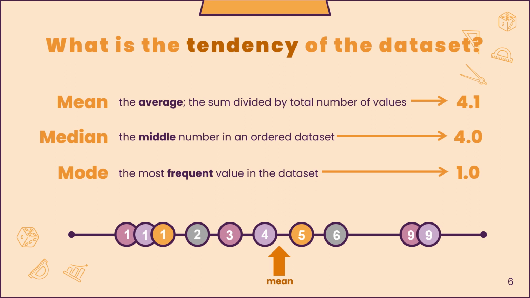Next, the mode is the most frequent value in the data set, and sometimes this is really useful information. So in this data set, it is the number 1, which we have showing up 3 times, whereas other numbers only show up once or twice.